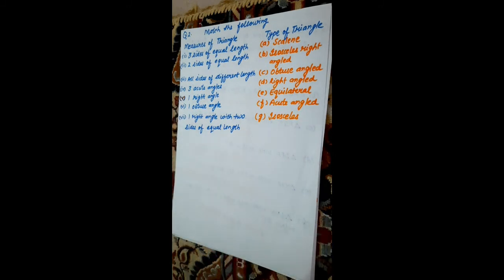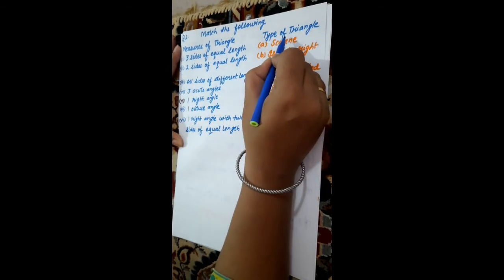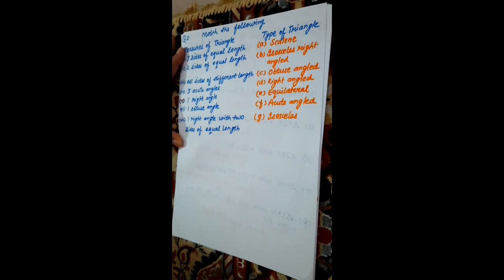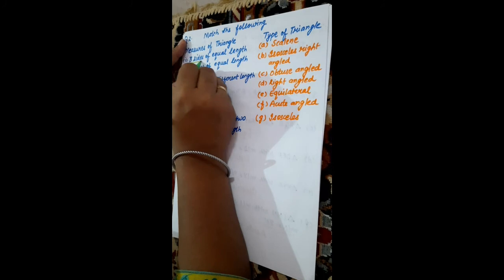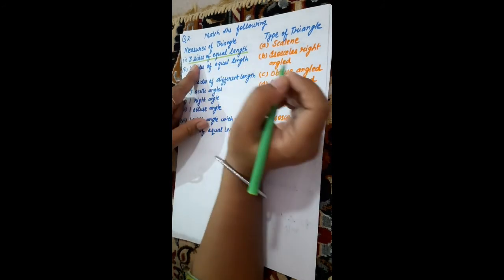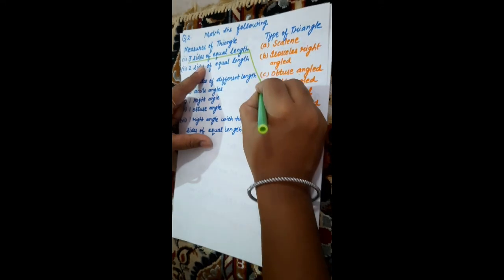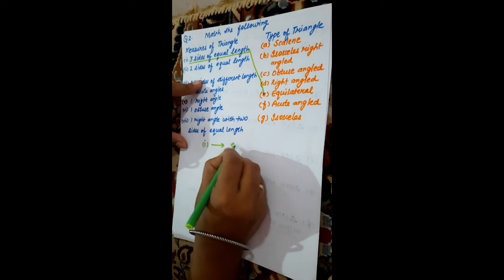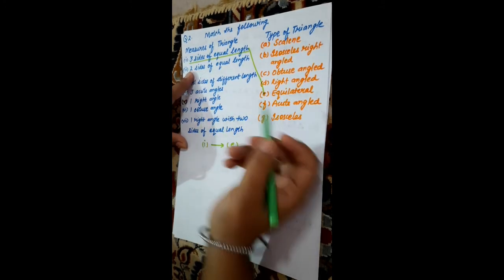Okay, now next we have the second question. The second question is match the following. In this you have to match it. Measure of triangle is given to you. Type of triangle is given to you. Now here we have 3 sides of equal length, means all the sides are equal. If all the sides are equal, then this is your equilateral triangle. So here I am writing first is E part.